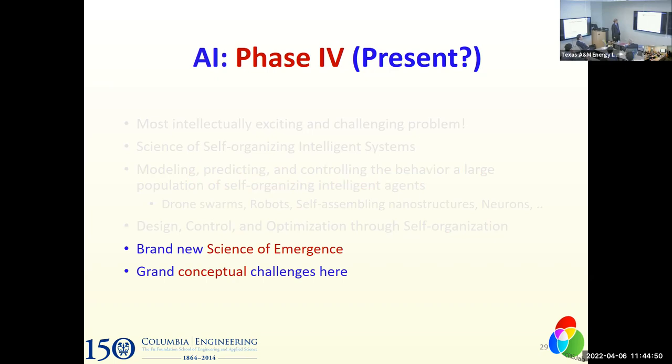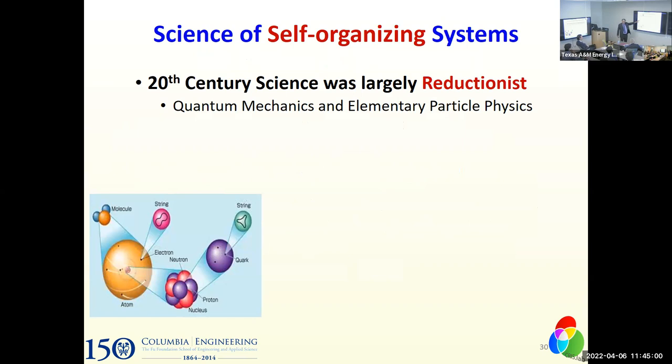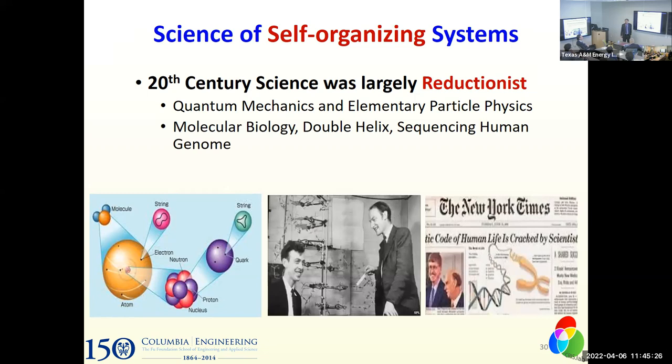So this is the brand new science of emergence, and there are grand conceptual challenges here. If you look at 20th century science, it was largely reductionist in its perspective. We went from macroscopic matter to atoms and nuclei, to protons and neutrons, and then quarks, and maybe even strings. So we went deeper and deeper, down and down, discovering new and exciting physics and chemistry and biology about our universe. Quantum mechanics and elementary particle physics came about this way. Even molecular biology was phenomenally successful going down this route with the discovery of the double helix and its impact on hereditary structures and so on. And by my estimate, some 600 Nobel Prizes have been awarded following this reductionist paradigm in the last 120 years. But can reductionism answer the following question?